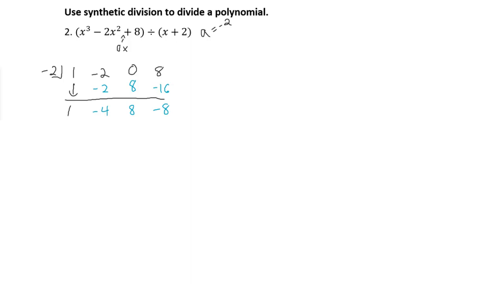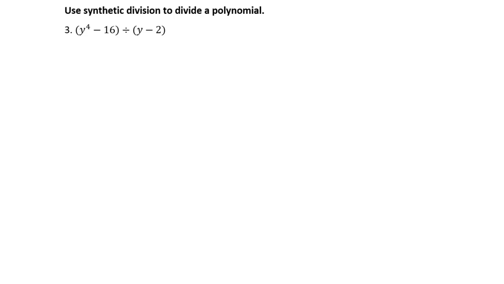And so after we have applied the division, we start with x to the third. So this is now an x squared minus 4x plus 8 plus a -8 over what we divided by, which was x plus 2. All right, let's look at our final example.